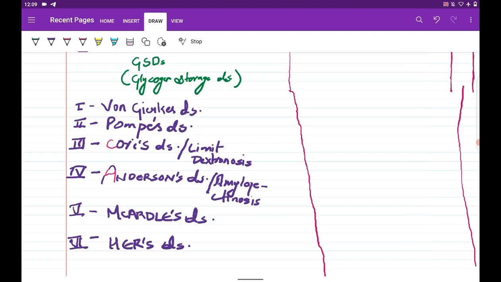Okay, so in von Gierke's disease, the enzyme deficient is glucose 6 phosphatase. Okay, ase means enzymes. So glucose 6 phosphatase is the enzyme deficient in von Gierke's disease. In Pompe's disease, the enzyme deficient is called acid maltase. Remember, there is also a disease in which acid lipase is deficient. Okay, don't confuse it with acid maltase.